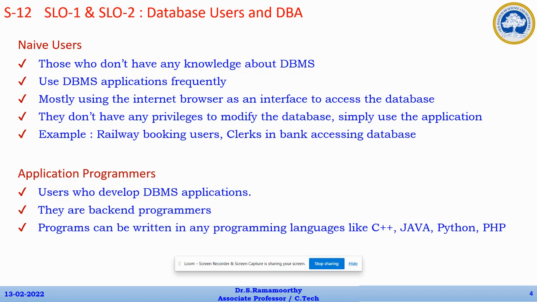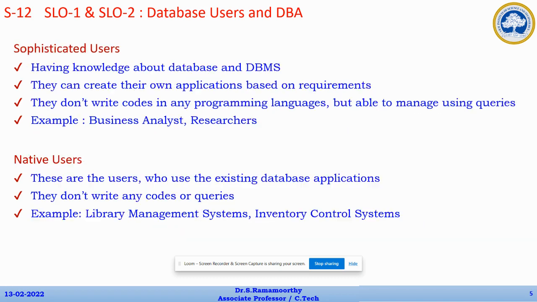The second type of database users are application programmers, who actually develop the database management system application. These are the people who develop client-based database applications. They are the back-end programmers. Based on the client request, they develop the database programs, and they can write them in any one of these languages like C++, Java, Python, or PHP.